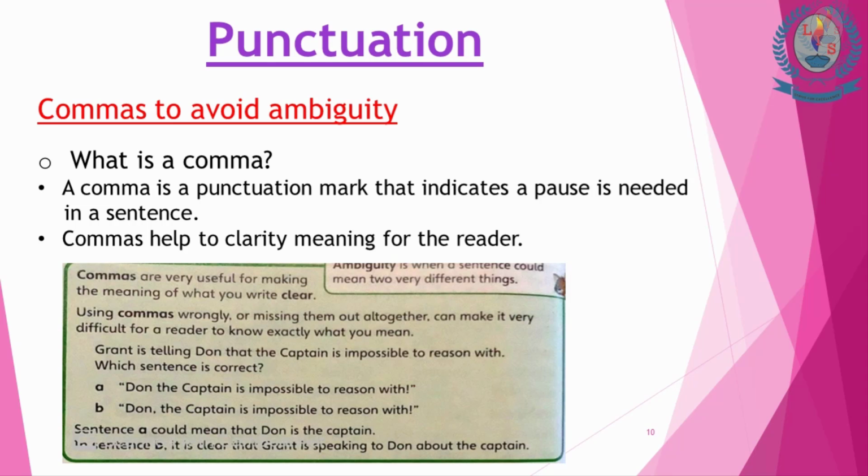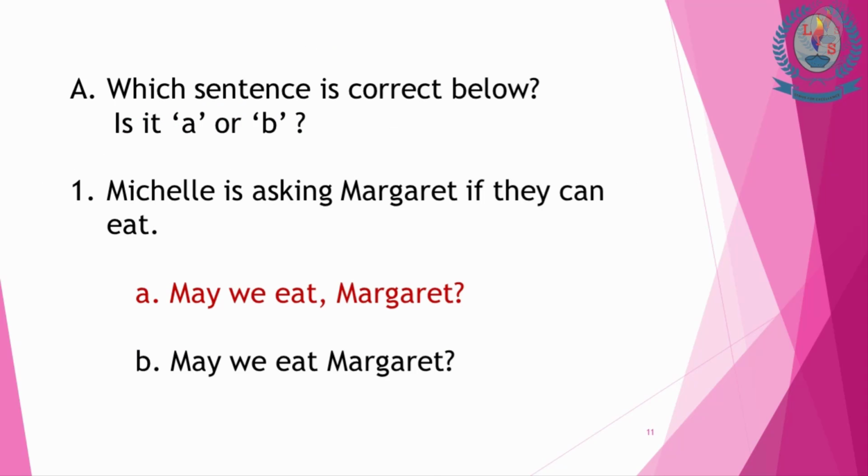Sentence A could mean that Dunn is the captain. Dunn the captain. That means Dunn is the captain here. In sentence B, it is clear that Grant is speaking to Dunn about the captain because there's a comma after Dunn. So that means Grant is speaking to Dunn about the captain. So by using commas, we can identify the meaning clearly in a sentence. Part A. Which sentence is correct below? Is it A or B?